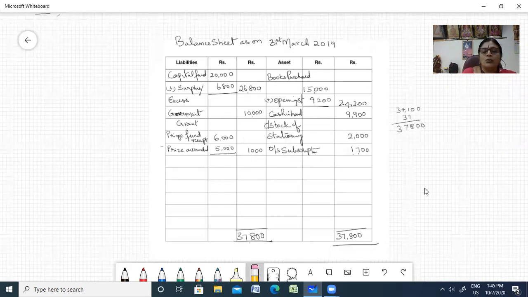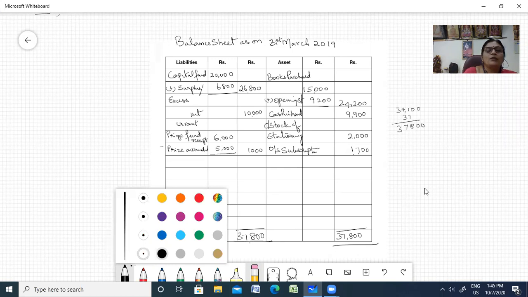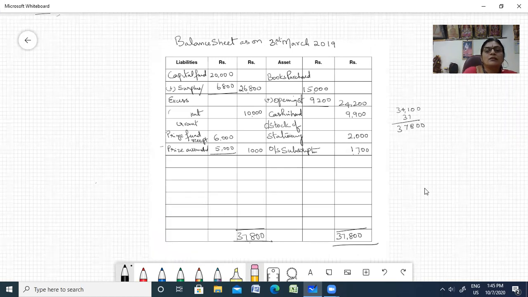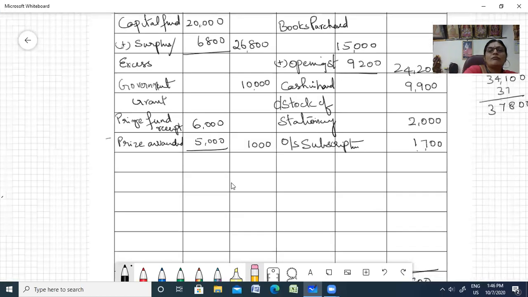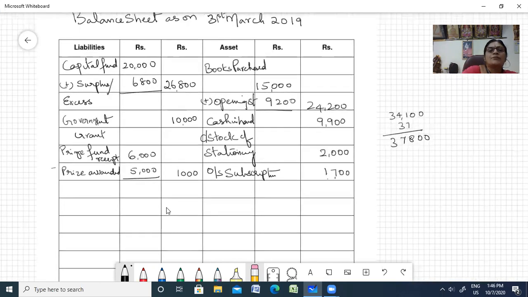Now just let me correct this, the spelling of government is not very clear. Let me write it properly for you. Government. Now I think your balance sheet is visible. See your balance sheet as on 31st March 2019, and it is tallied: 37,800 on your liability side as well as your asset side.